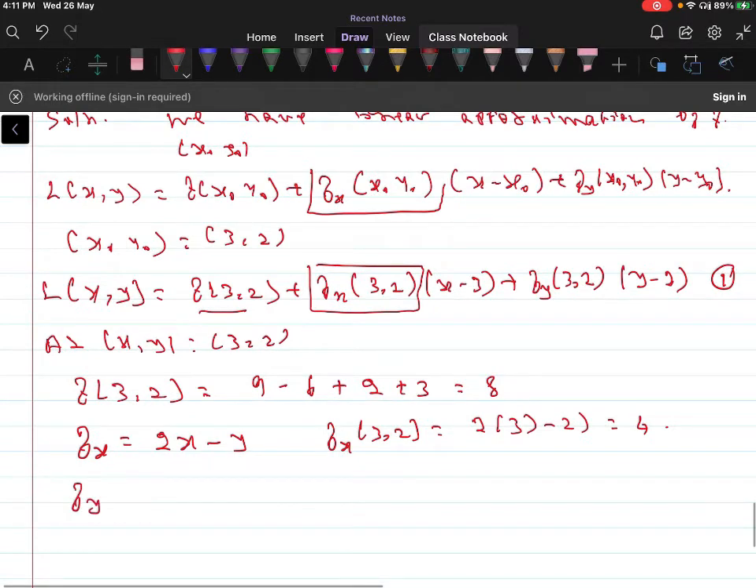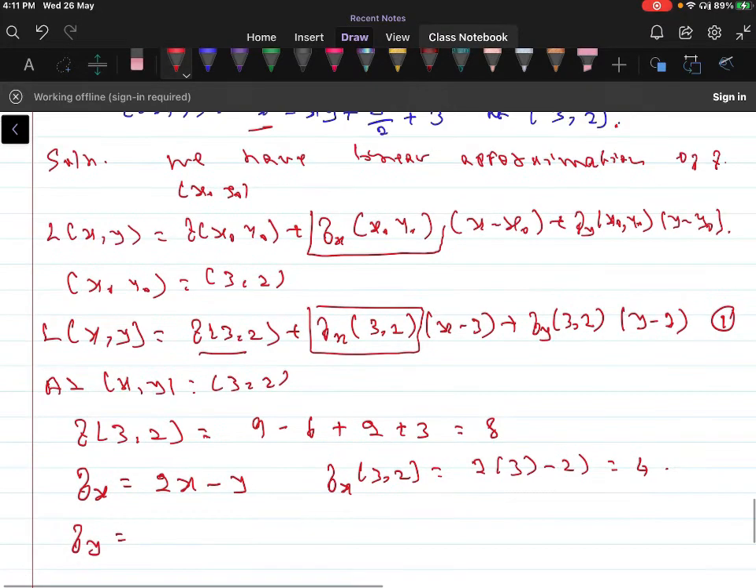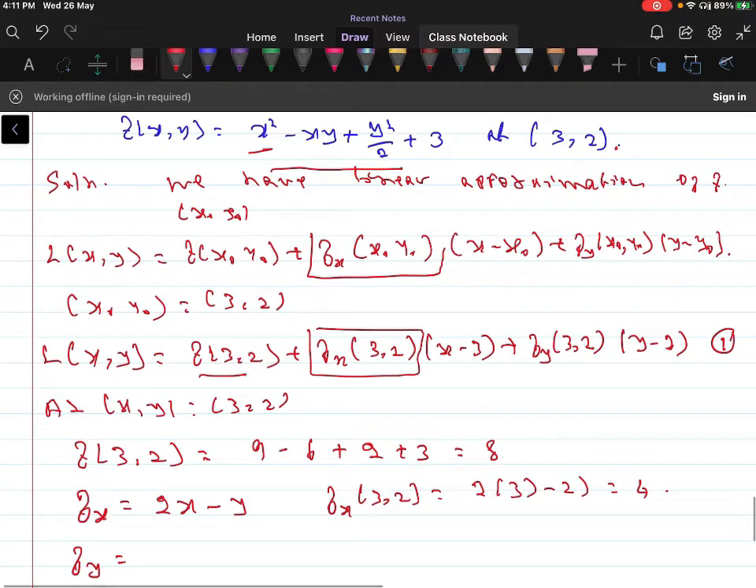Find out fy, differentiate f partially with respect to y. So we'll get minus x into y differentiation 1, plus y square differentiation 2y, the 2 gets cancelled, that is y. So fy at the point (3, 2), where x is 3, is minus 3 plus 2, so that is equal to minus 1.